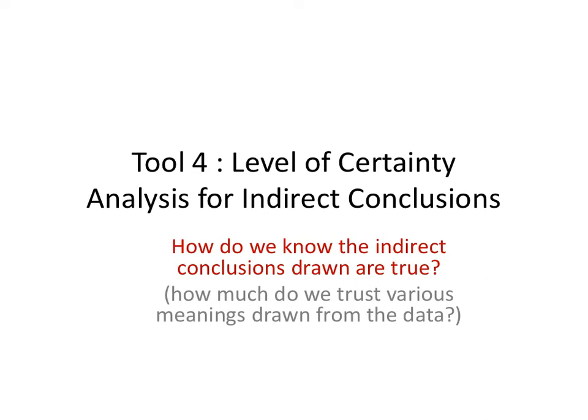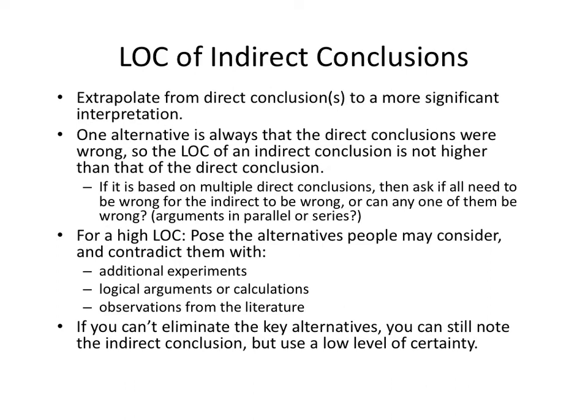The next tool is to address the level of certainty analysis for indirect conclusions. For indirect conclusions, we're asking, how do we know if these indirect conclusions are true? That is, how do we trust the meanings drawn from the data, not the data themselves, but the meanings that they're trying to draw from them?